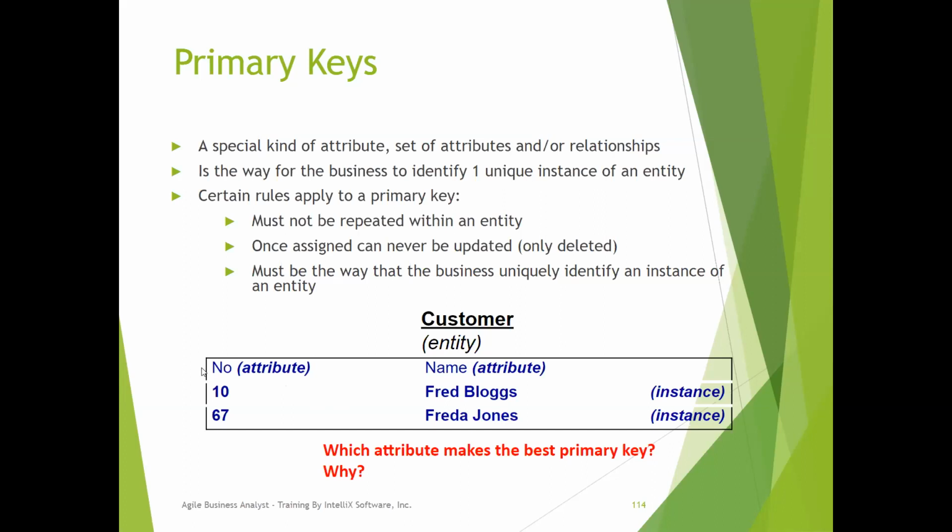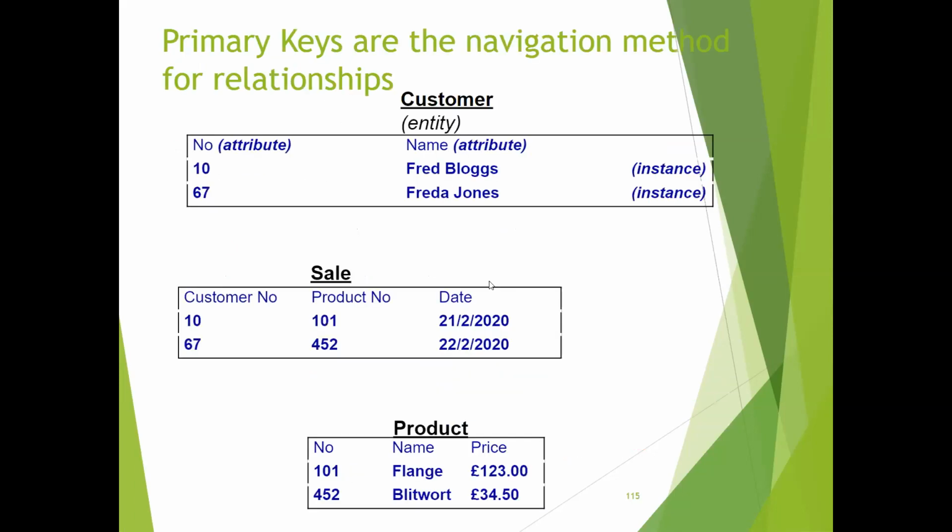What about the customer number? Probably every customer is going to have a unique number, no matter what their name is. If there are two Bob Smiths or two Fred Blogs in the system, each one is still going to have a unique number. So in this scenario, I would put customer number as the primary key because I can guarantee that it's not going to repeat. The second thing is that once it's assigned, that number will never be updated. Those are the two characteristics that I need to think about.